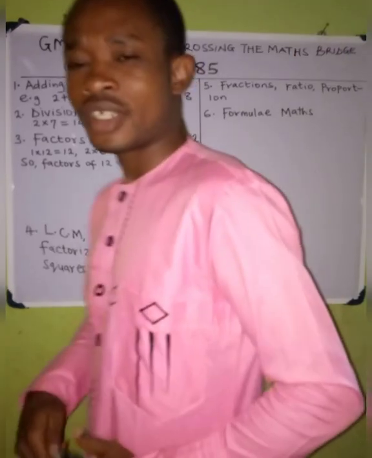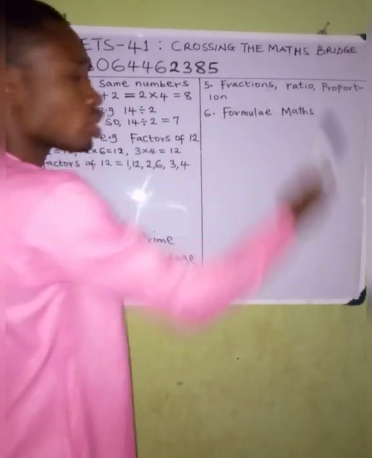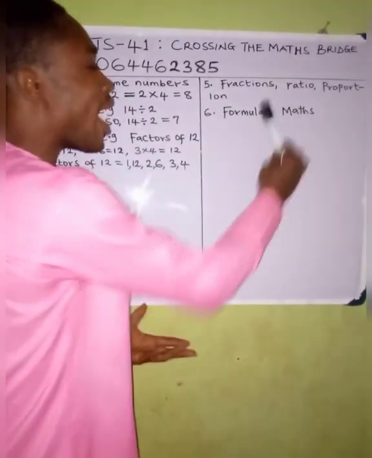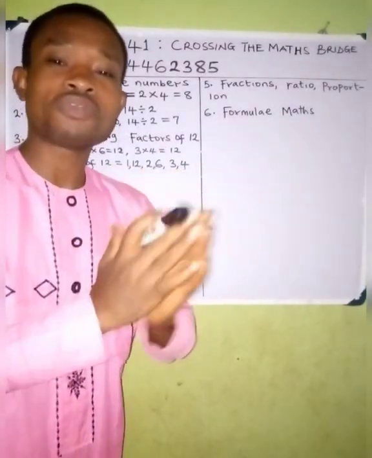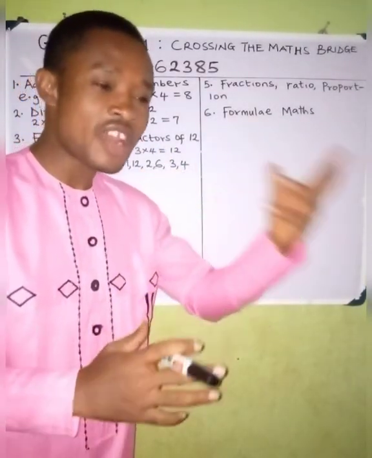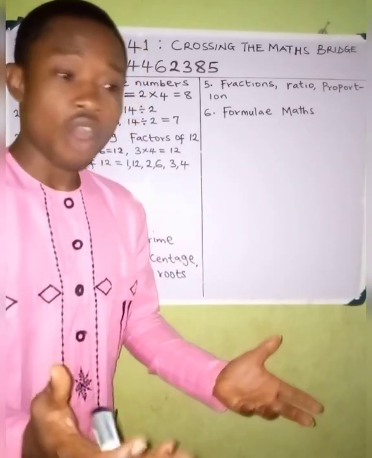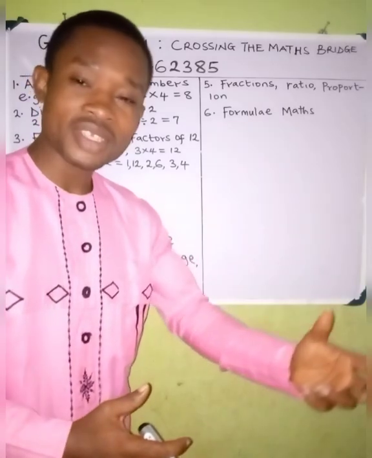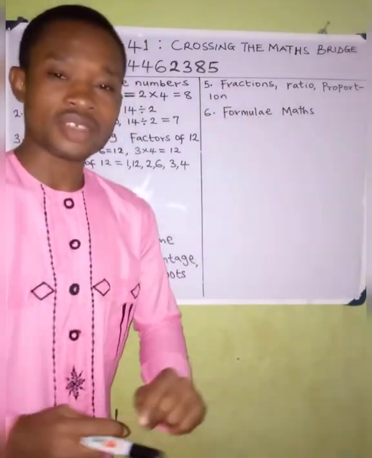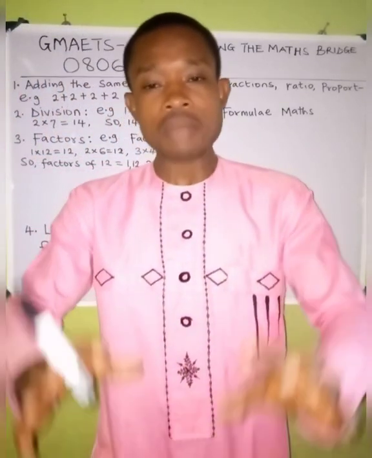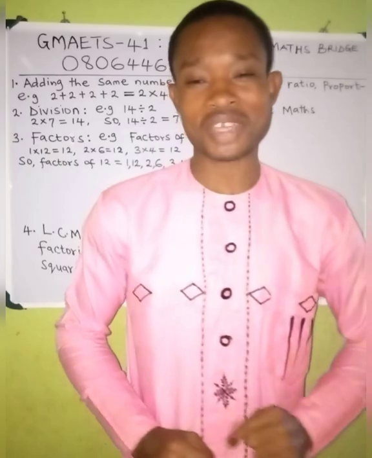That is not all. We have other topics like fractions, ratio, proportion. What about formula maths? That is maths topic that has to do with formula. You can think of area of a shape, you can think of volume of a shape, you can think of perimeter of a shape. Most of these topics all become easier if you understand your multiplication.